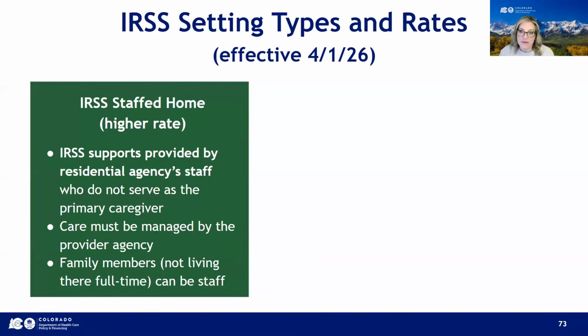IRSS staffed home, that's the higher rate. It's a setting in which IRSS supports are provided by the residential agency staff who do not serve as the primary caregiver. Care in a staffed home must be managed by the provider agency. Remember, a family member can be staff if they do not live there full-time. This is because these are typically agency staffed and cost more to operate, so they're going to have a higher rate.